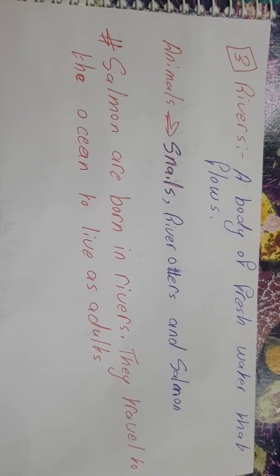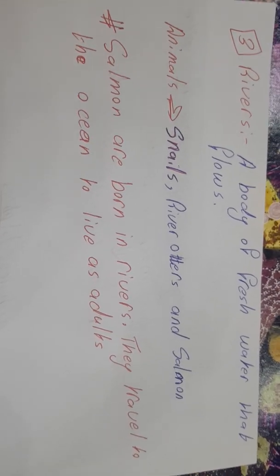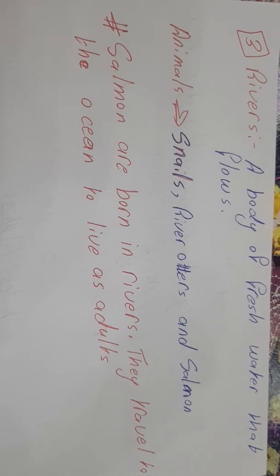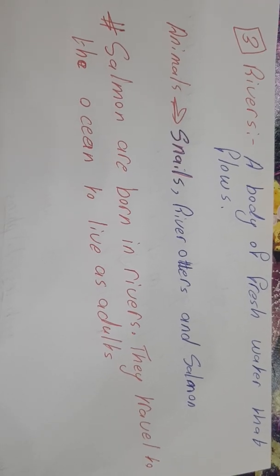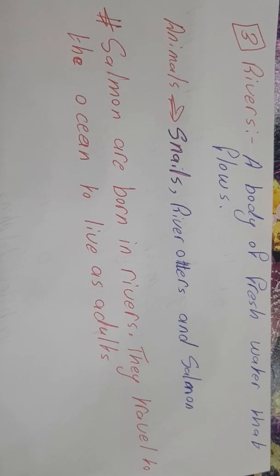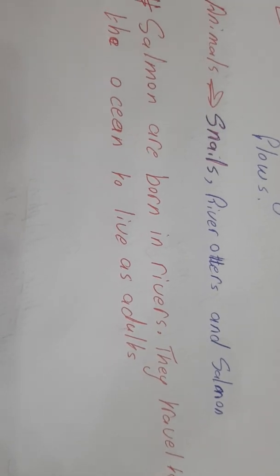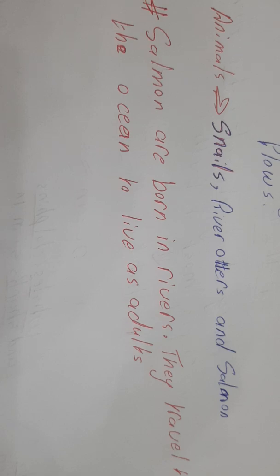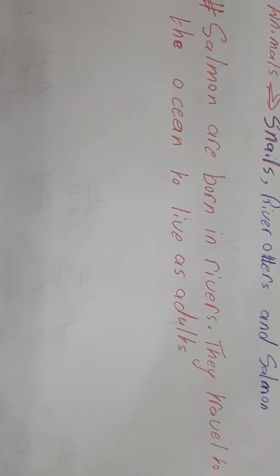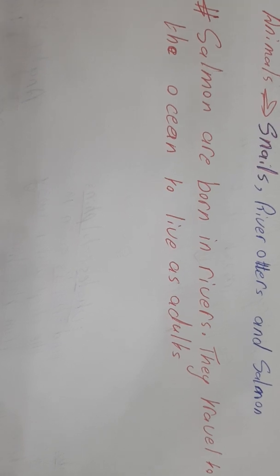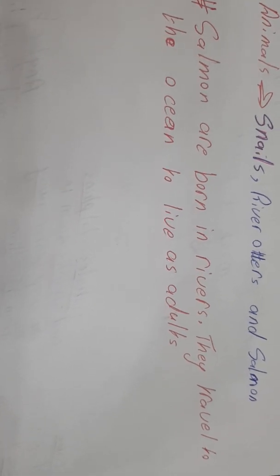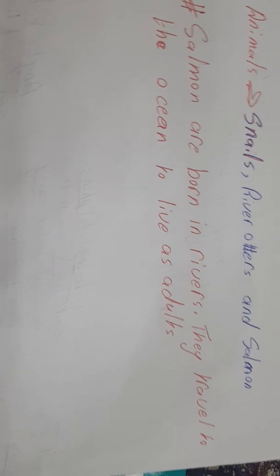Now, the last body of water we talked about is a river. River is a body of fresh water that flows. Flows means moves. Usually rivers start from high mountains as streams. They connect and flow into oceans, making rivers. Which animals are living in rivers? Snails, river otters, and salmon. There is very good information that you must know about salmon. They are born in rivers, but they travel to the ocean to live as an adult. So they live the beginning of their lives in rivers, then they move to the oceans.